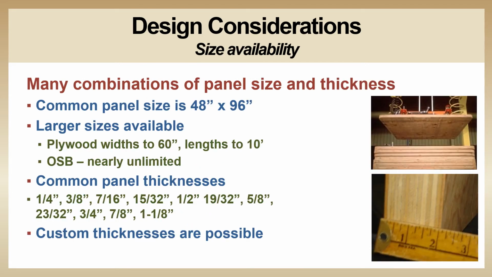Both plywood and OSB are commonly manufactured in different sizes and thicknesses. While the common size of the panels is nominally 48 inch by 96 inch, plywood can be made in widths up to 60 inches and lengths to 10 feet. Secondary scarfing of plywood is available in some specialty markets. On the other hand, OSB, which is made in large mats, can be cut into many different sizes. Common panel thicknesses run between 1/4 of an inch and 1 1/8 inches and may be available in oversized mats up to 24 feet long.